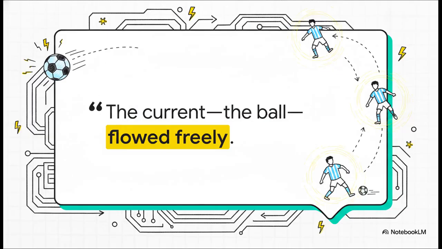The current, the ball, flowed freely. Argentina started executing these incredibly quick passing combinations. Smoother pathways, more efficient movement. The ball, our electrical current, was suddenly zipping around the pitch without an ounce of friction.